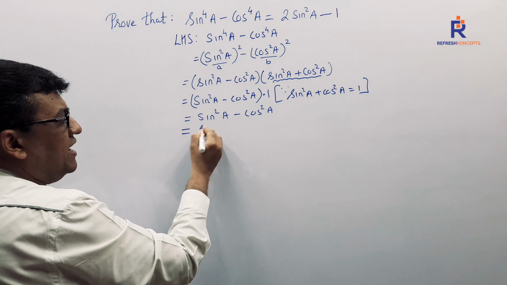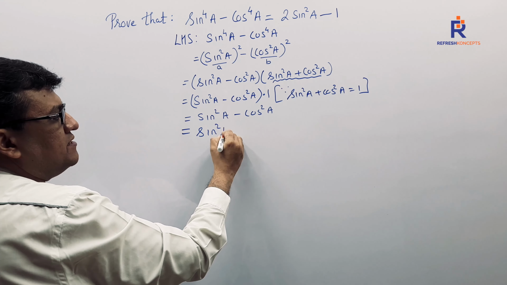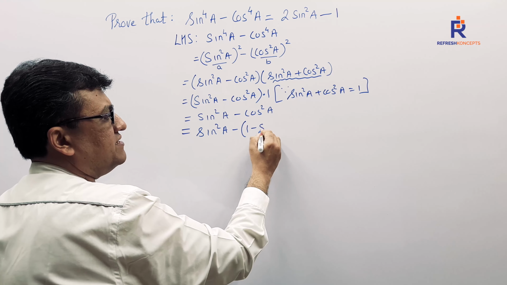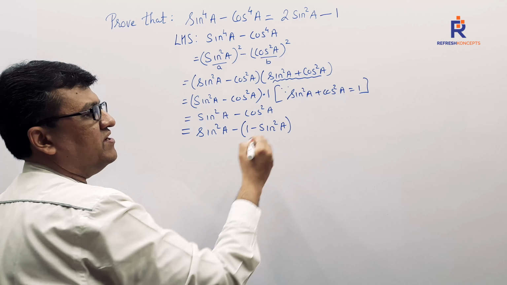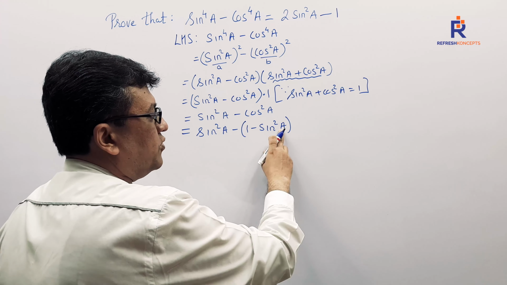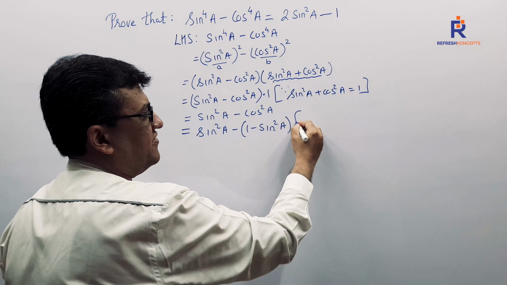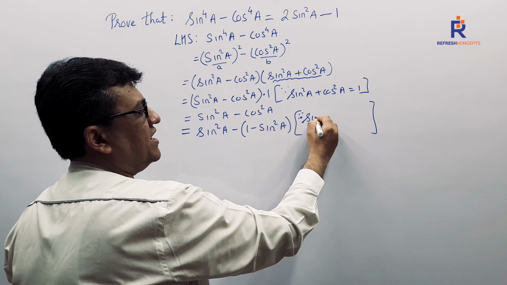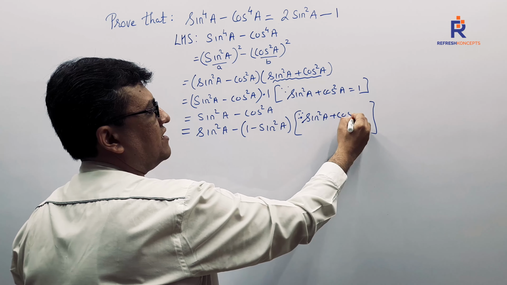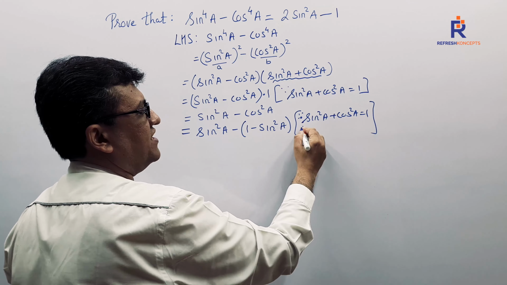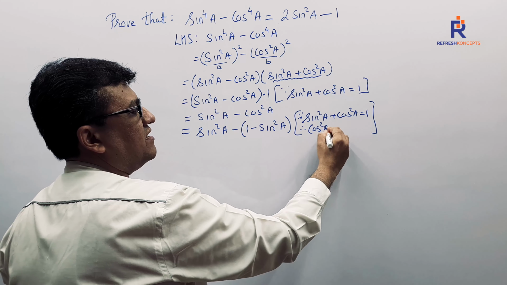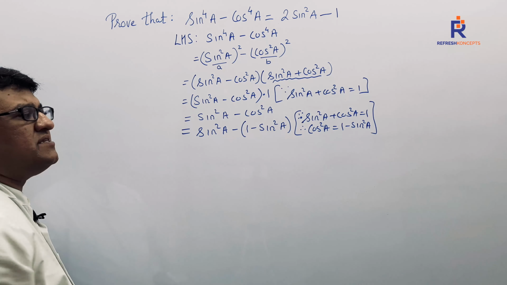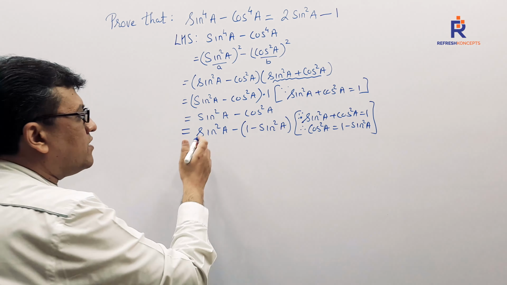So I'll write down sine square a as it is minus cos square a. Children, can I write down cos square a as 1 minus sine square a? Why? You all are aware. The reason is, since sine square a plus cos square a is equal to 1, therefore cos square a is 1 minus sine square a.